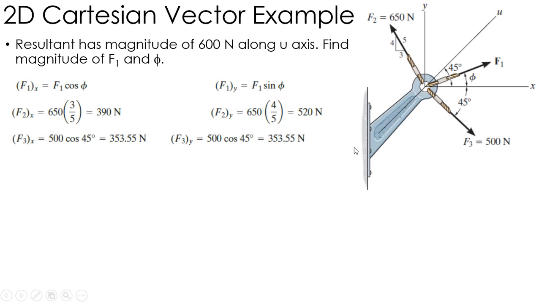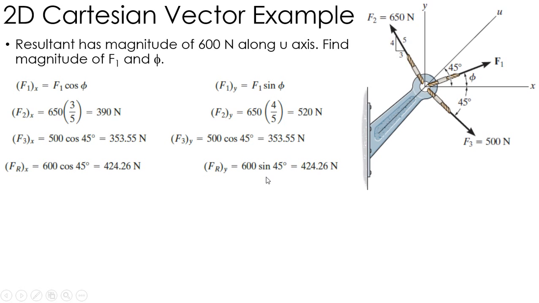My resultant force is going to be, again, 600, given in the problem statement, along the u-axis, which is 45 degrees above the x-axis. So that's also going to be sine and cosine of 45 in the x and y directions. So I have the component of each of the forces in both the x and y directions. My unknown here is actually one of the forces I'm adding together. I know the resultant.